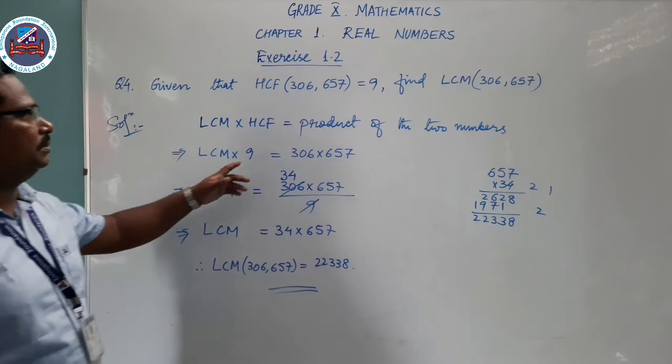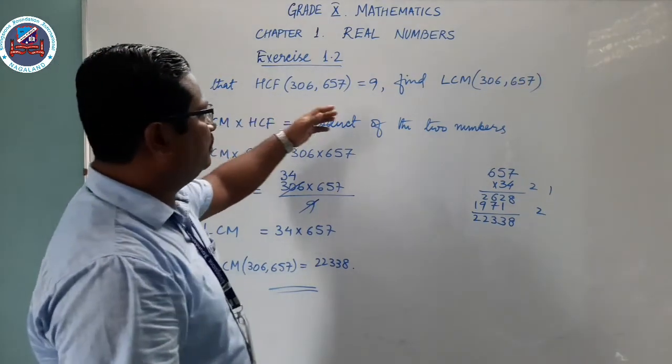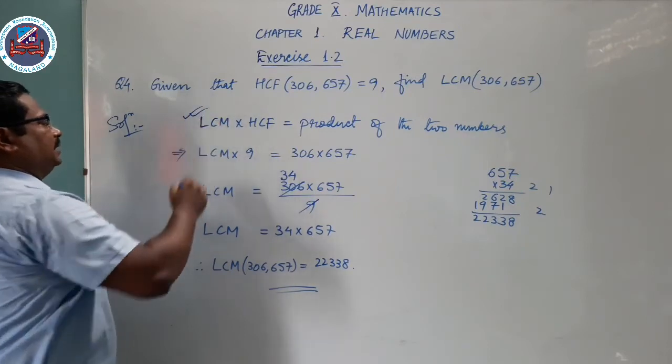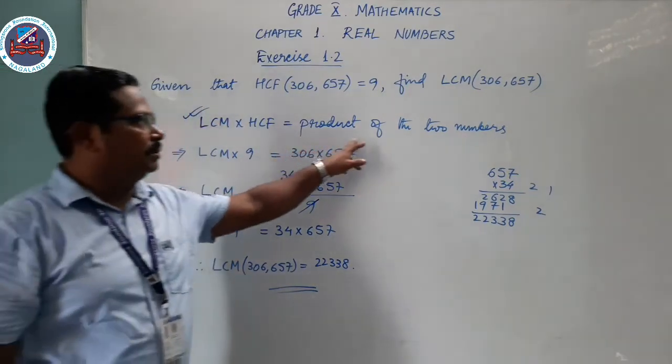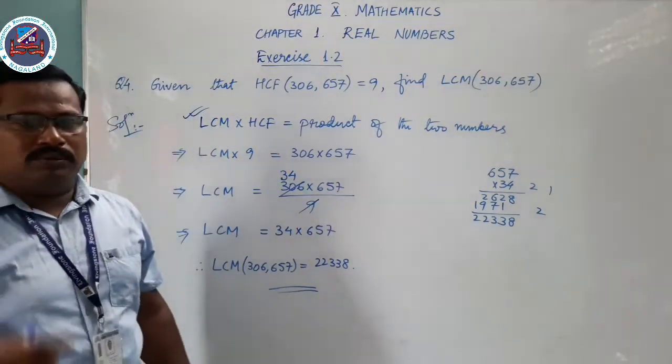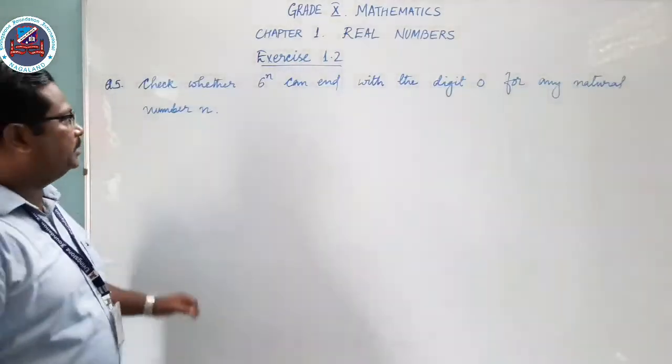Sometimes they may ask you to find out the HCF, giving you the value of LCM. So you are going to use the same formula: LCM times HCF is equal to the product of the two numbers. This way you can do it. One more question let me do. Let us do this question.